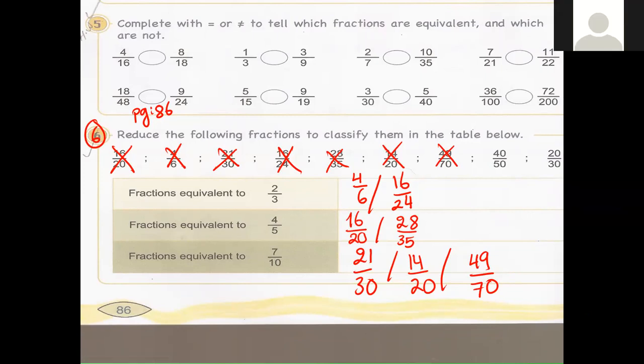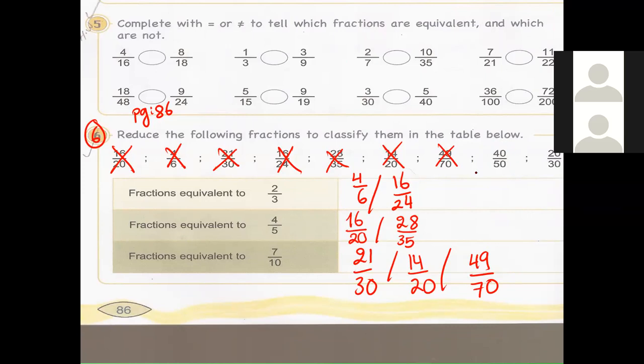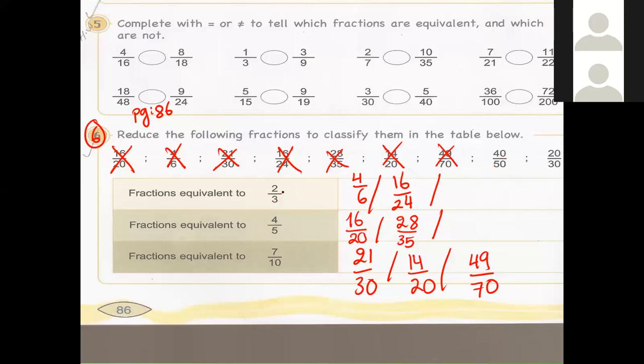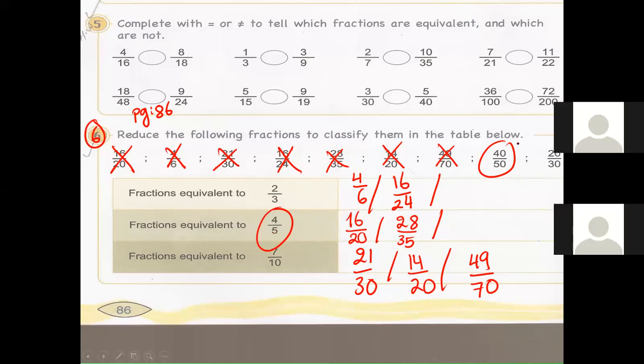Ali Mohsen. Yes. 40 over 50 is equivalent to which fraction? We can do it mentally, this one. 40 over 50 is equivalent to 2 over 3, 4 over 5 or 7 over 10? It looks like which fraction? 4 over 5. Excellent. It's the same, teacher, we just added 0 at the end. 40 over 50 is equivalent to 4 over 5 because we are multiplying by 10 up and down. Yes. Okay, so I put 40 over 50 beside 4 over 5. And the second the same.